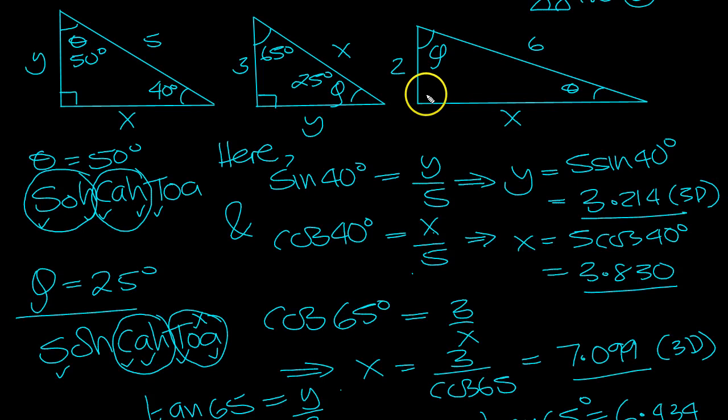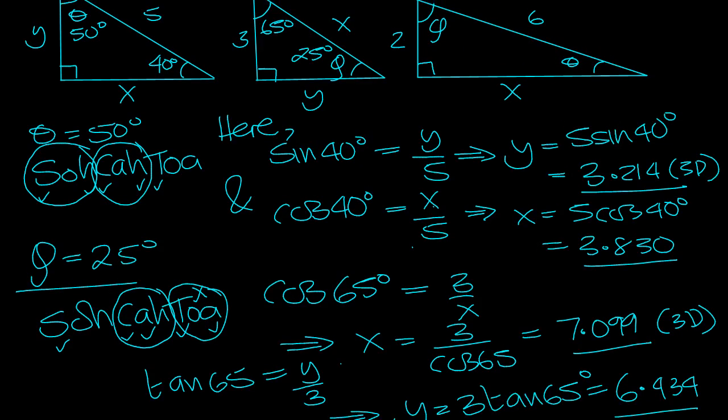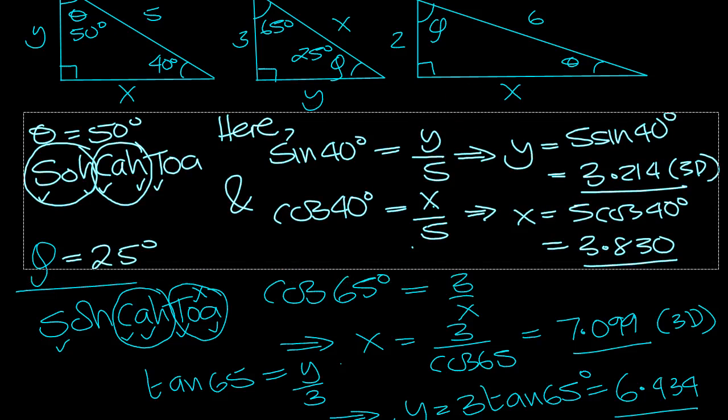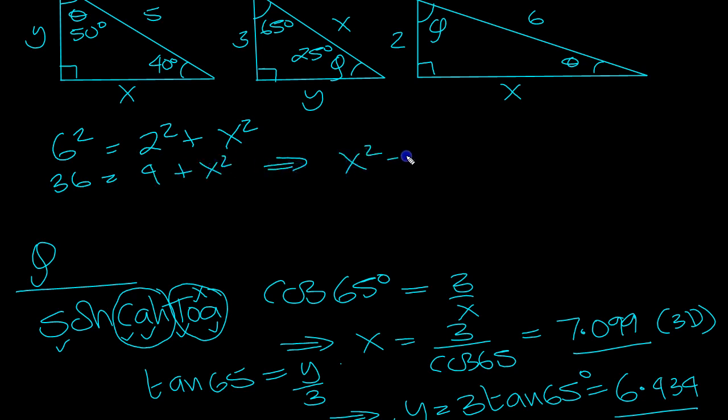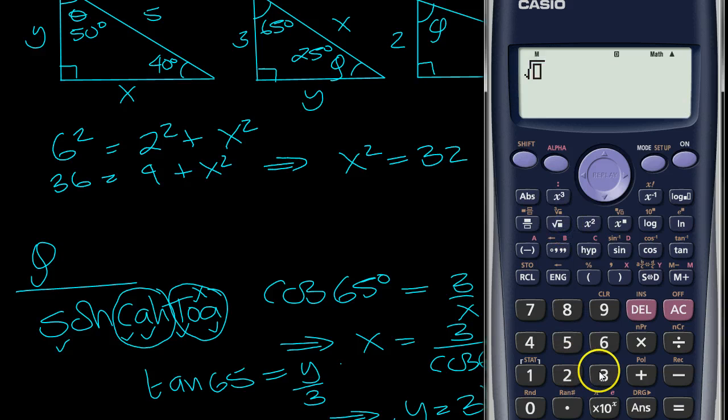Now the third one, we know this is 90. We know these two sides, so we can use Pythag, can't we? 6 squared. So let's do that one. I'm going to make a bit of room here and get rid of this stuff. So the longest side squared is equal to the other two sides squared and added. So 36 is equal to 4 plus x squared. That tells us x squared is 36 minus 4, which is 32. Square root both sides. Don't worry about the negative because it's a length. The square root of 32 is 4 root 2.